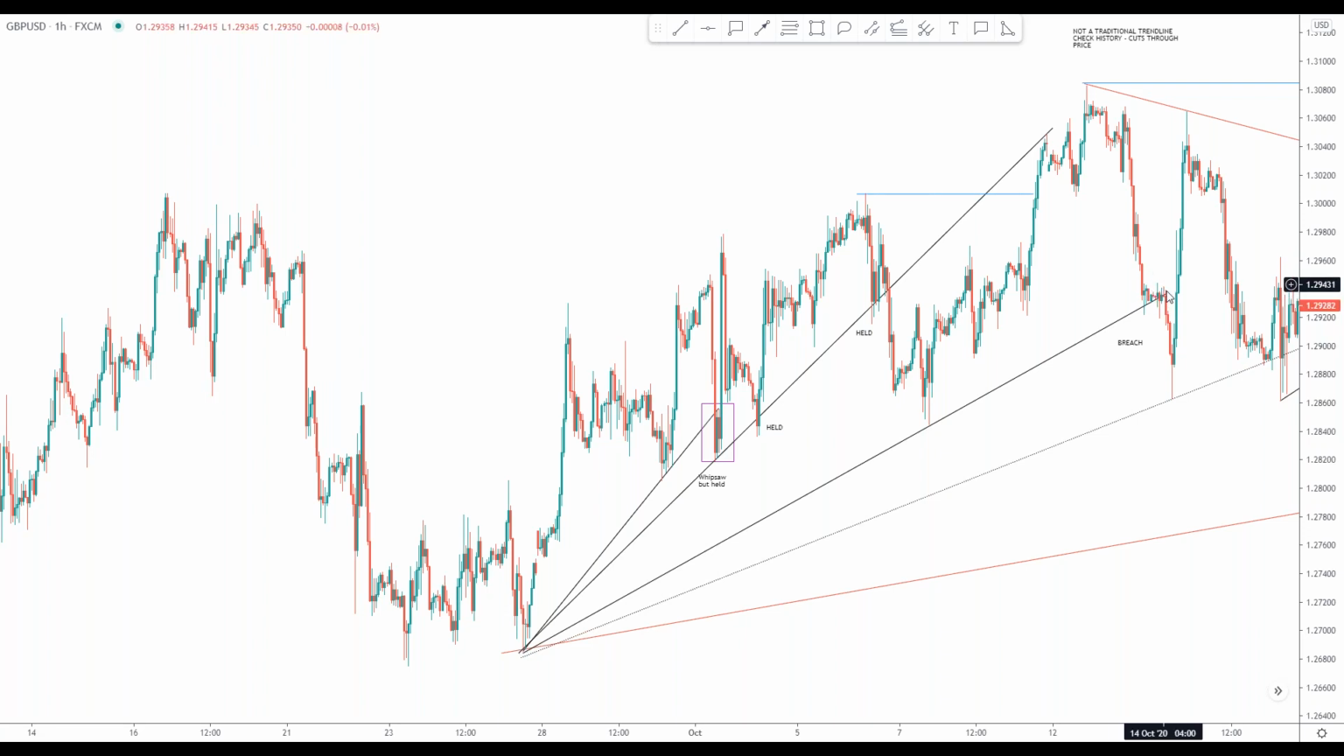So we had a breach, right? So we breached this trend line support, and we come down, and then we can draw another trend line. But now, look, we're almost creating a fan, right? So look, we can draw another trend line from this point here to this point here.